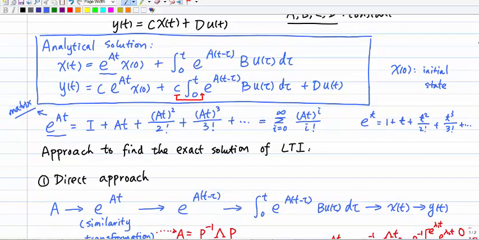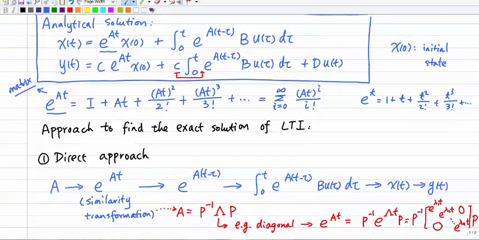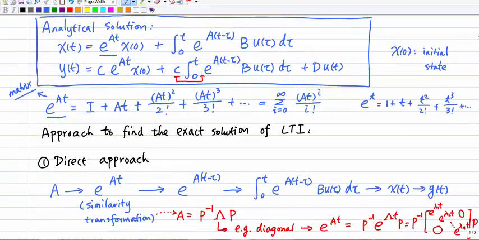linear time invariant system. So this is the analytical form. But the exact solution is for when I give you A, B, C, D for specific values, how do I find a solution to that? So the first approach is you can use a direct method, like I mentioned over here, by using an analytical solution, but you have to compute e to the A t for a specific A matrix.